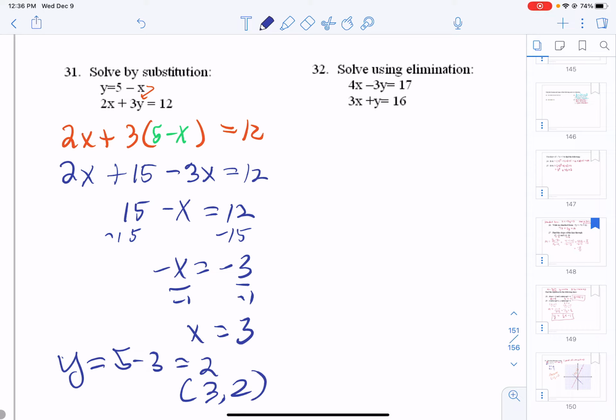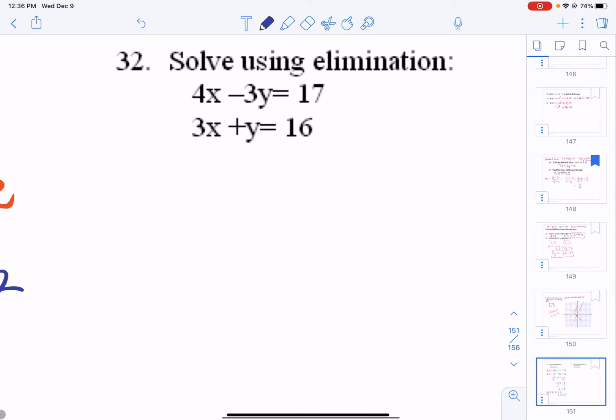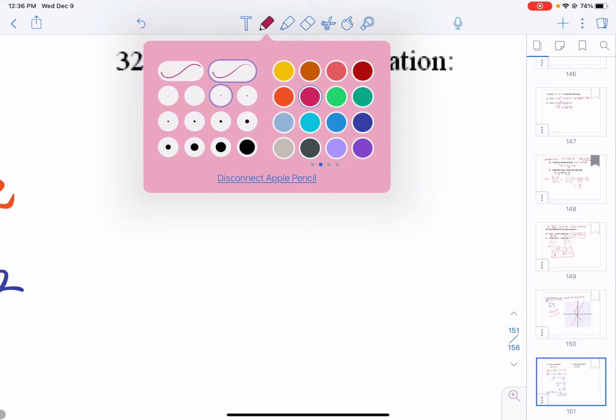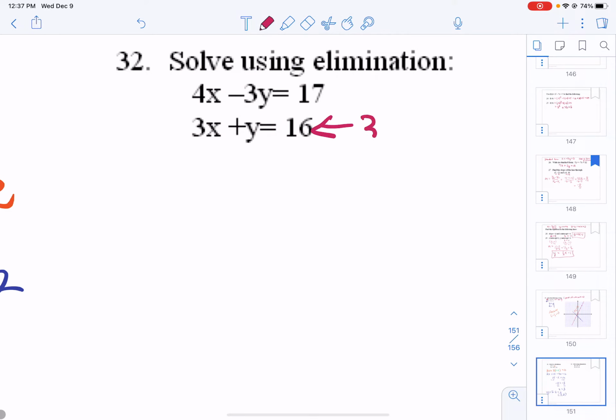Now, to find the point of intersection for 32, they are suggesting that we use elimination. And to do elimination, we either want to get rid of the x's. Think about the common multiple of 4 and 3 is 12. Or we can get rid of the y's. The common multiple of 3 and 1 is 3. I like doing the y's. Now, you could have done the x's, doesn't matter. Now, we're going to do this by multiplying this equation here by positive 3 so that this one will be a -3 and this one will be a positive 3.